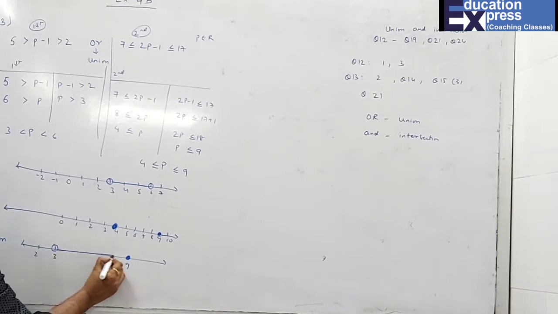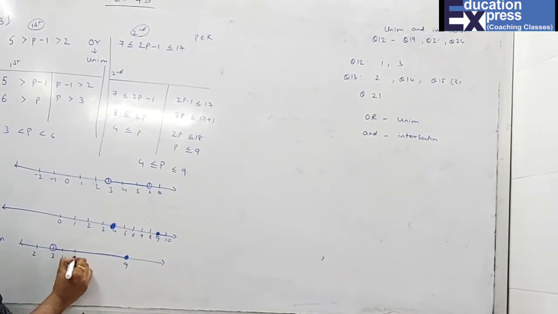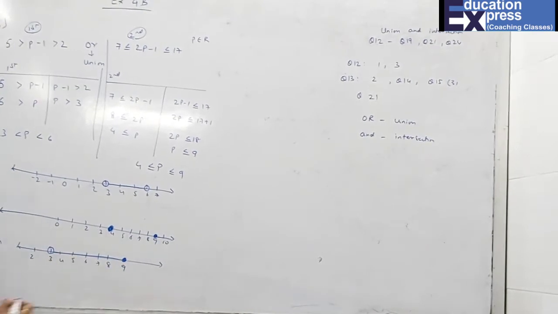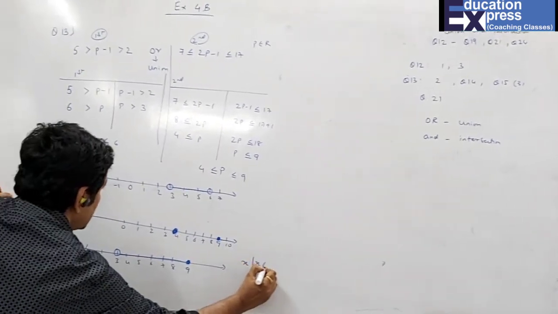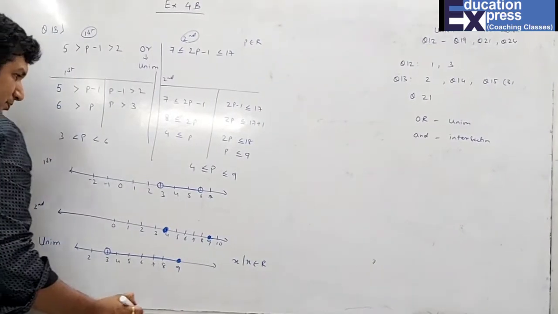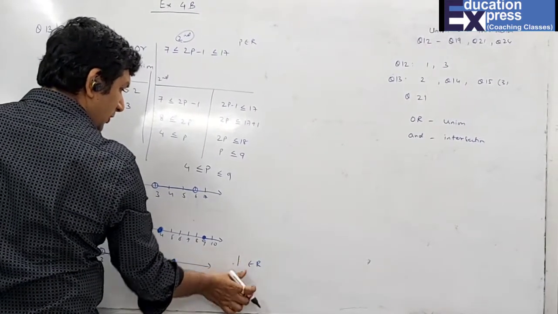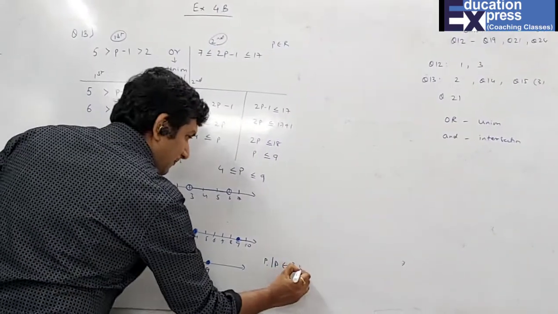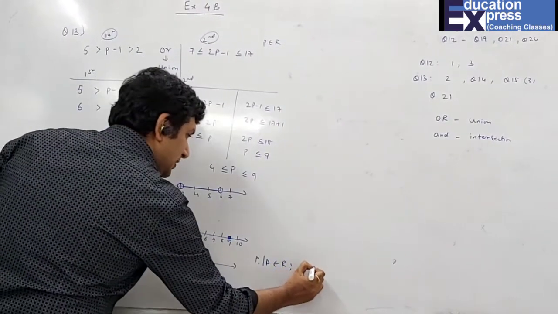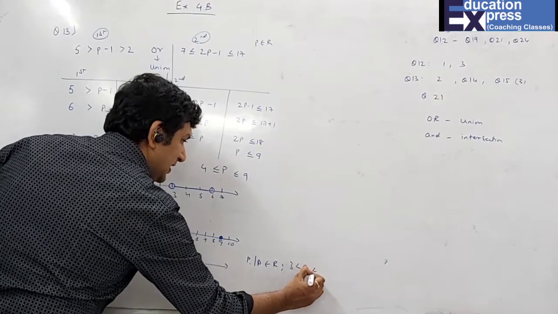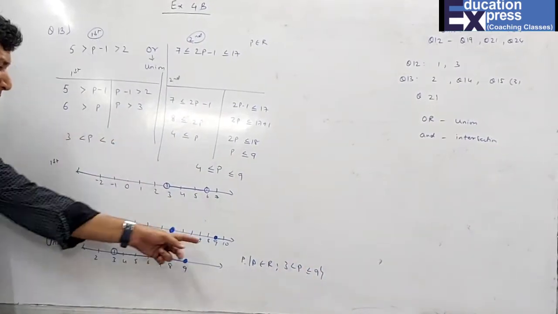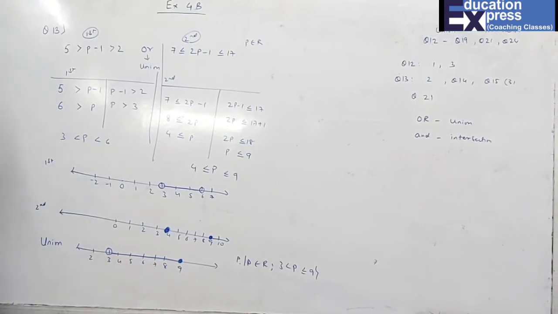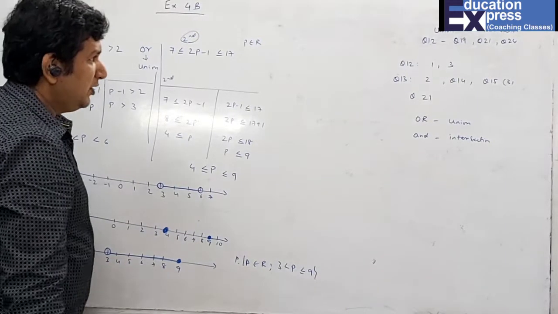So the entire thing will be your union. How will you write this? X says that X belongs to real numbers. Sorry, I'll write P over here because P is given. And P is more than 3 and less than or equal to 9. Here 9 because 9 was included. Here 3 was not included. That is why. So now question number 14.